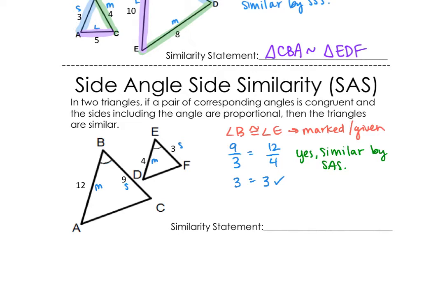Okay, and like we've been doing, if we know that two triangles are similar, we can write a triangle similarity statement. So we can say triangle ABC is similar to triangle, and again, we got to match it up. So we went A, B, C. That's going to be similar to D, E, F.